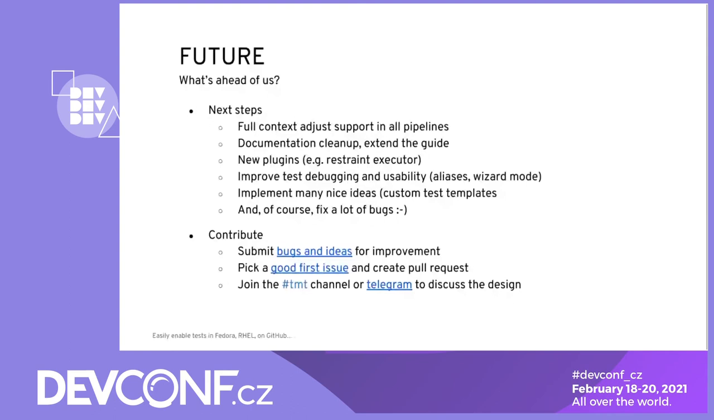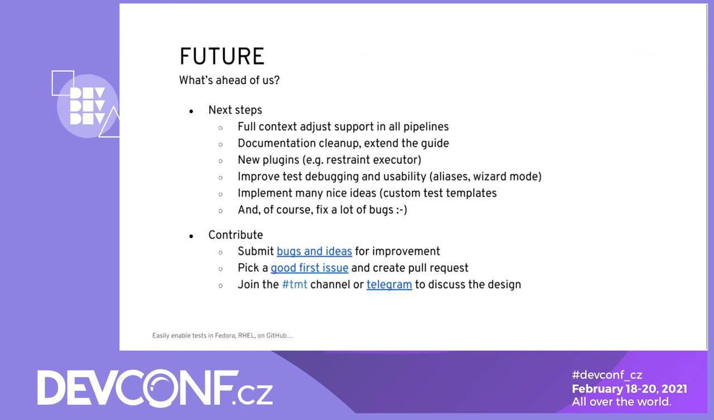And there are a lot of nice ideas shared in the TMT issues on GitHub. So there's a lot of stuff to do and a lot of bugs, of course, to be fixed. If you are interested in contributing, you can pick a good first issue from the list and start working on it. Or if you have an idea or run into a bug, please submit it. You can also join the TMT channel or the Telegram room to discuss the design. There are links in the slides.